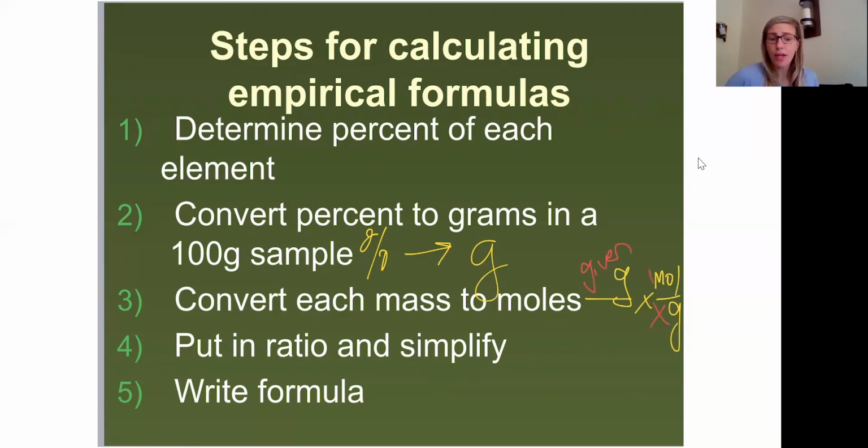Step number 4, put it into a ratio and simplify. We always have to divide by a value to get that ratio. In this case, we are going to divide by the smaller value, and then write that formula based off of that ratio. We're going to do a couple examples together, see what we got, and then go from there. All right, so here we go.